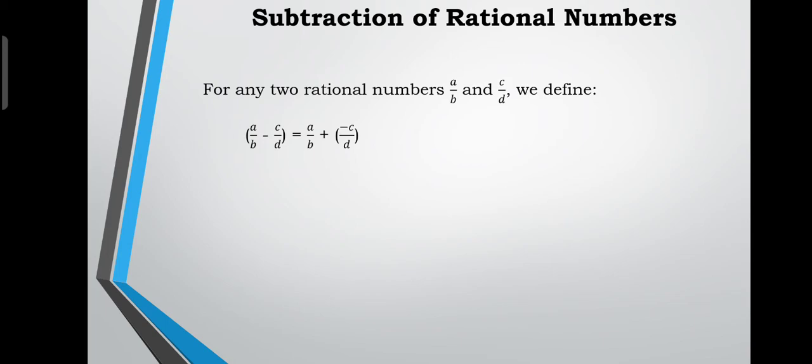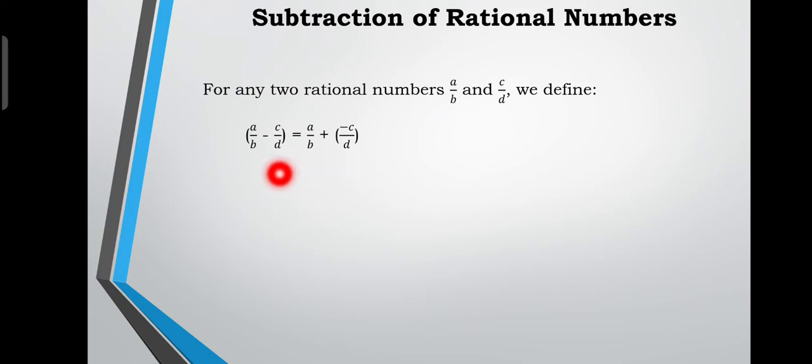For any two rational numbers a by b and c by d, we can write a by b minus c by d is equal to a by b. We know that in integers, if it is subtraction, what is the rule for subtraction, children? We have to keep the first number the same, and this minus is written as plus, and this c by d is a positive rational number. So the additive inverse of a positive number will become negative. Isn't it, children? Yes or no?